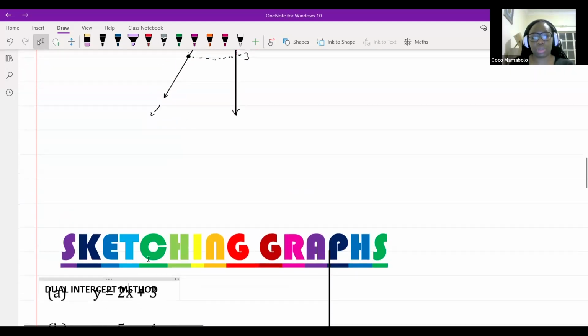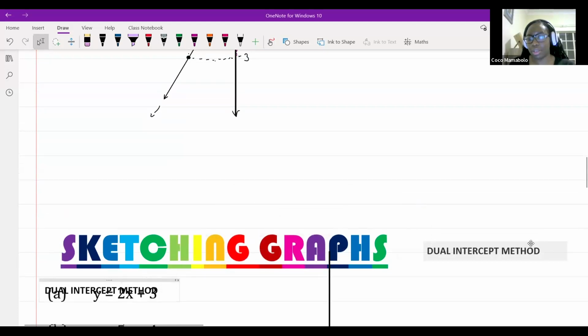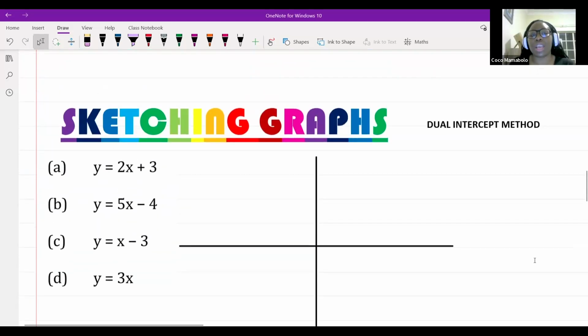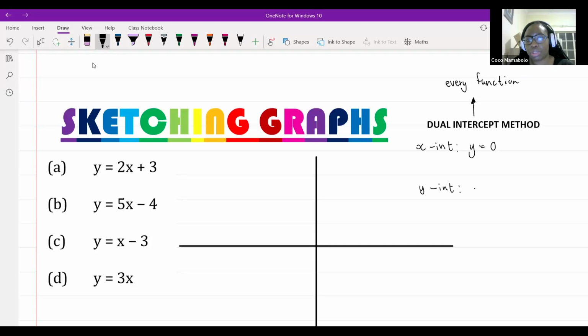So we're going to be learning about the dual intercept method, and that will help us to draw any graph that we need. Now, I want us to be very, very clear. The dual intercept method is there for every single function. It's part of every function, but it works best for a straight line function. Here's what we're going to do with the dual intercept method. If we're looking for the x-intercept, we're going to make y equal to 0. And if we're looking for the y-intercept, we're going to make x equal to 0.